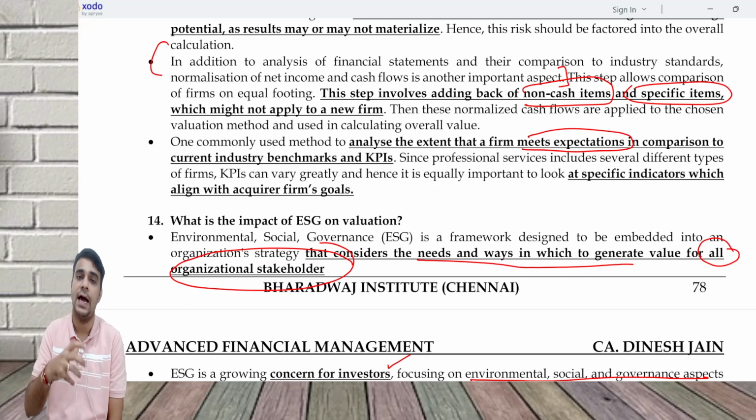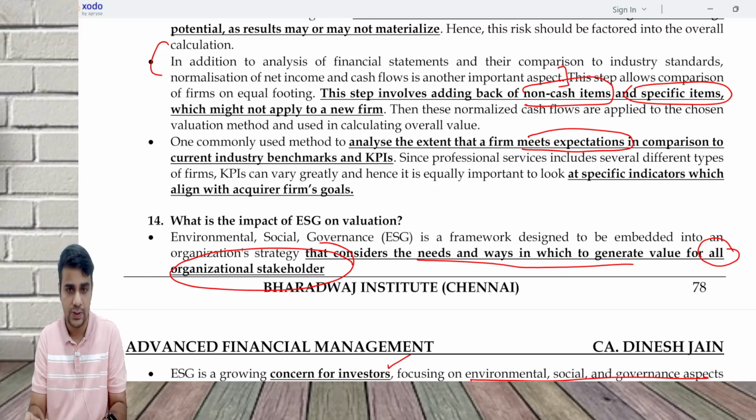We normally will adjust the cash flows when we are doing the valuation. With this, the chapter is over.